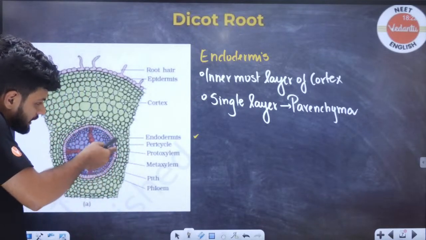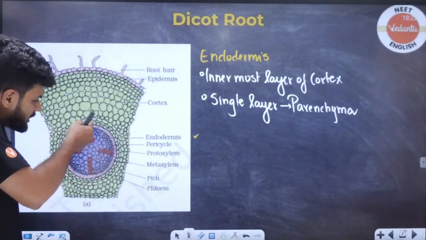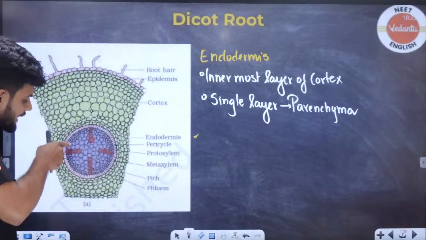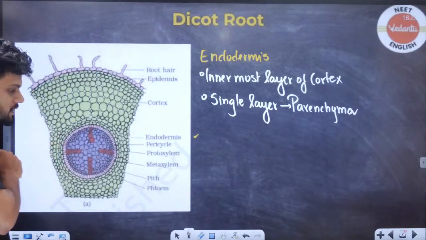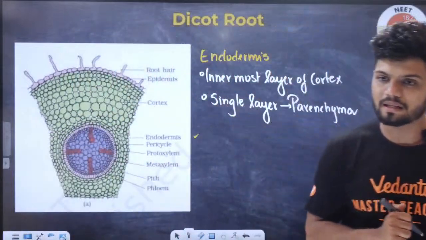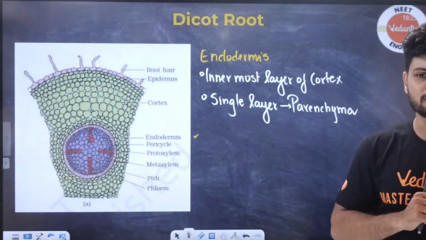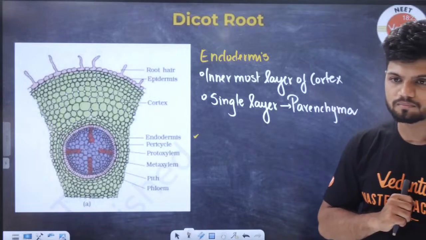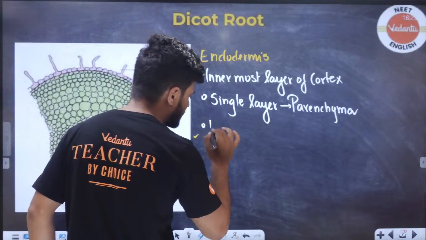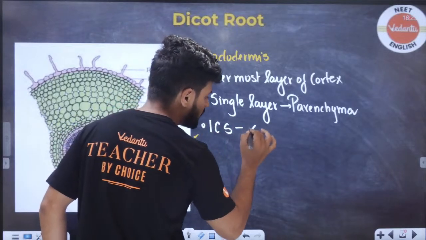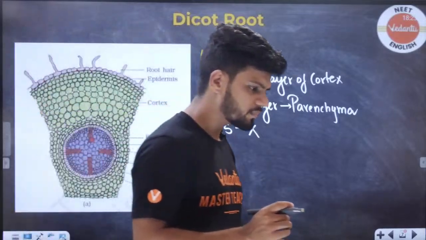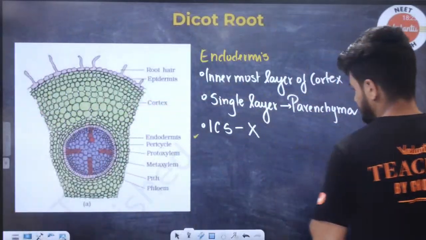Now students, in this single layer of endodermis, do you see any small gaps or holes? Do you find any type of intercellular space here in the endodermis? Look at the diagram and tell me. Obviously not. So intercellular space is completely absent here. Absent.